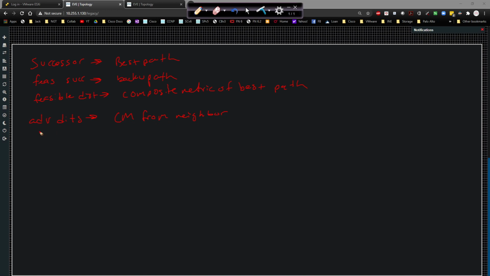The next one we have is going to be the local distance. This is going to be the composite metric to reach our local neighbor. So, composite metric to neighbor.